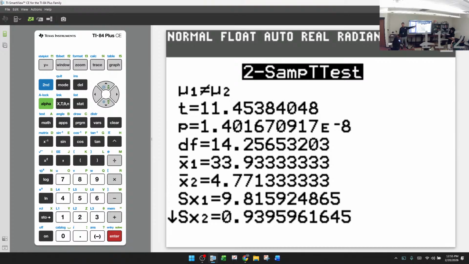I don't remember if this was not equal. I didn't do the Ho and the Ha yet. Oh, it wasn't a double-tailed. This was a left-tailed or a right-tailed, depends on which way you put it, because we're trying to prove that the calcium reduces it.